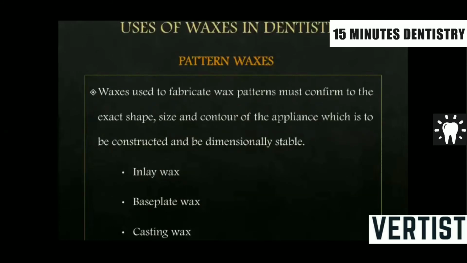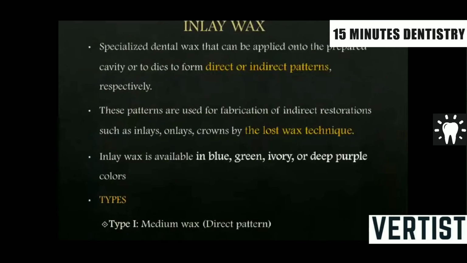Coming to the different types of uses of wax. First is the pattern wax. Pattern waxes are of three types. You have inlay wax, baseplate wax, and the casting waxes. Inlay wax, you can use it to make direct wax patterns or indirect wax patterns when you are using the lost wax technique for casting.